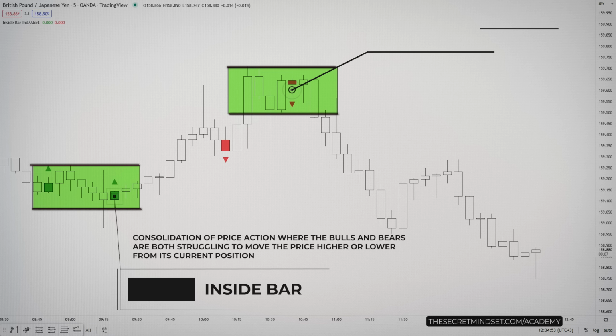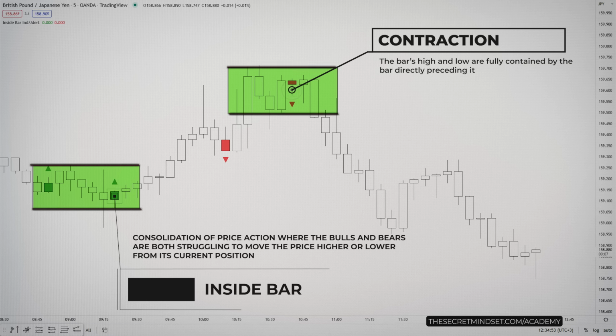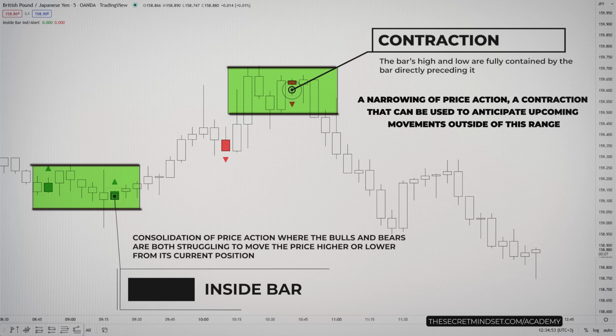You can easily spot an inside bar when a given bar's high and low are fully contained by the bar directly preceding it. This signals a narrowing of price action, a contraction that can be used to anticipate upcoming movements outside of this range. Basically, when there is contraction, pressure is building.